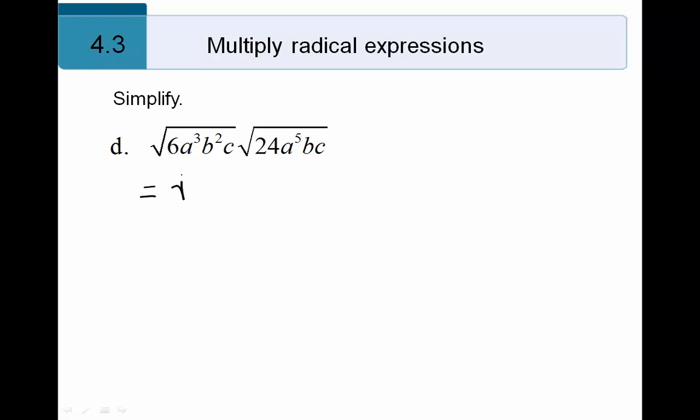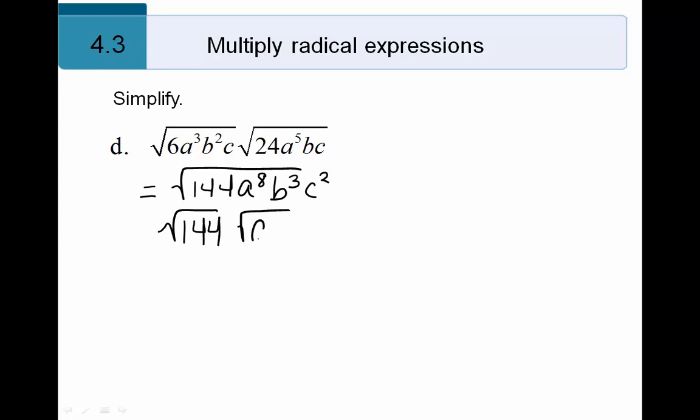All right, let's multiply these two together. 6 times 24 is 144. A to the 3rd times a to the 5th is a to the 8th. B squared times b is b cubed. And c times c is c squared. We'll be taking the square root of 144.